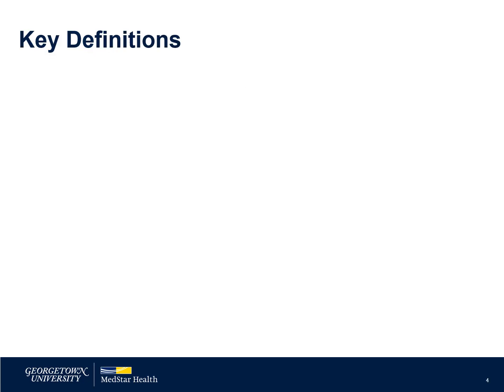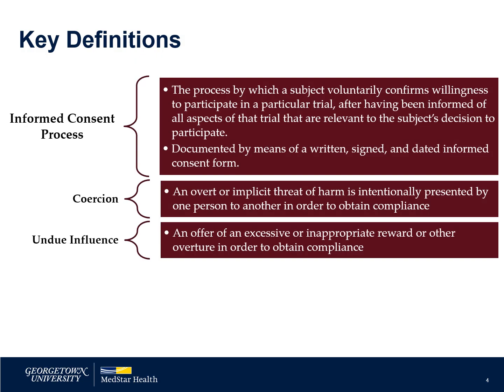Throughout this presentation, there are many important terms that will be utilized. Coercion, undue influence, and the informed consent process are three definitions in particular that require some special attention. Informed consent process is the process by which a subject voluntarily confirms willingness to participate in a particular trial after having been informed of all aspects of that trial that are relevant to the subject's decision to participate. The informed consent process is documented by means of a written, signed, and dated informed consent form.